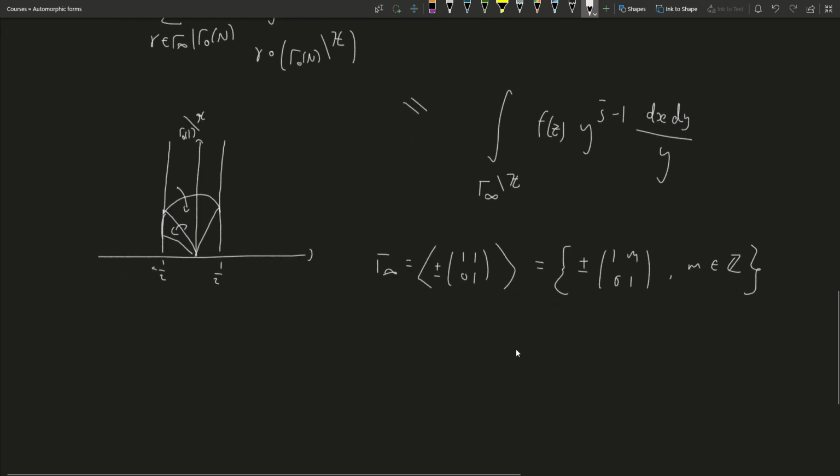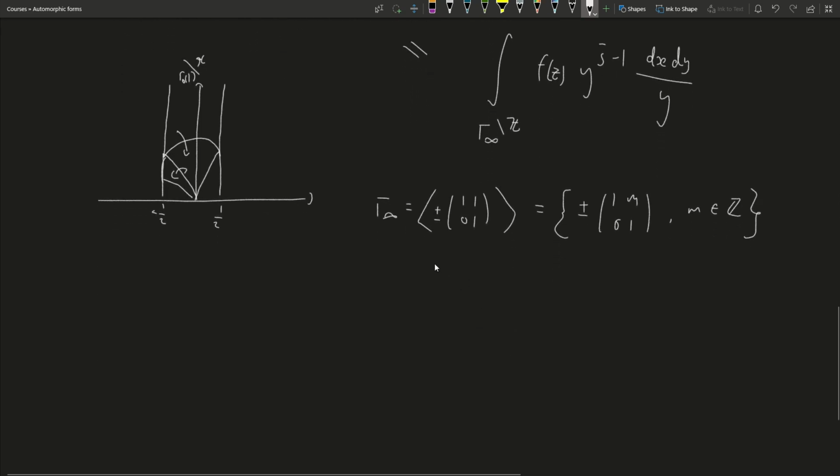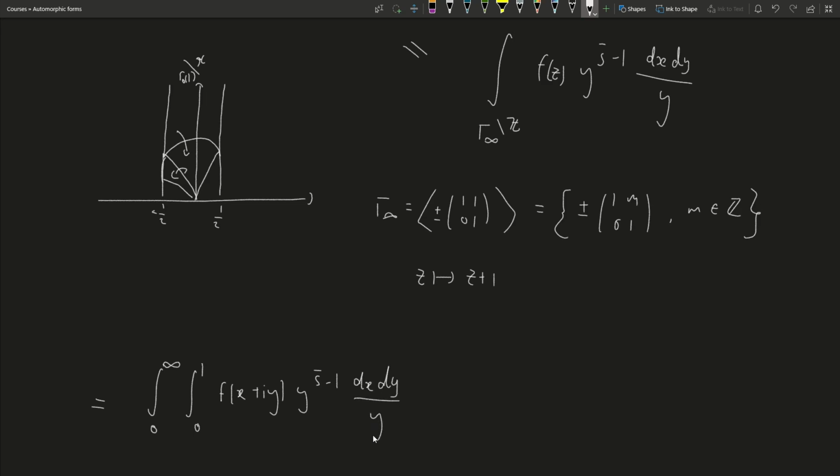And what is this quotient? Well, essentially this is generated by the action of z mapping to z plus 1. So this quotient is going to be the strip, y goes from 0 to infinity and x goes from 0 to 1, of f(x+iy) y^(s̄-1) dx dy over y.